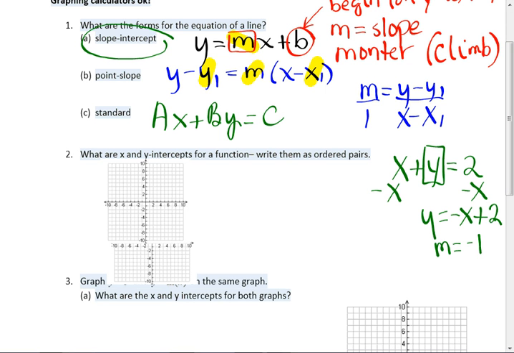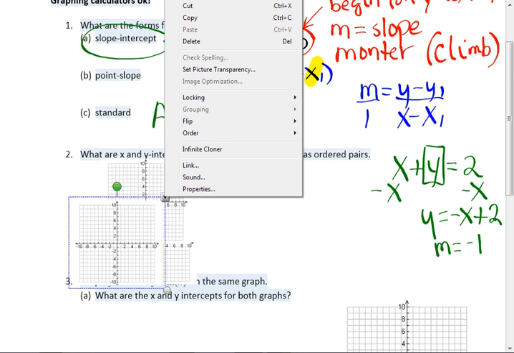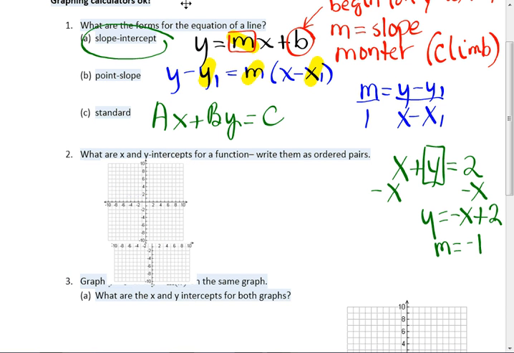Now, I was trying to get, I have my infinite cloner. That's not a good thing right now. Turn that off.